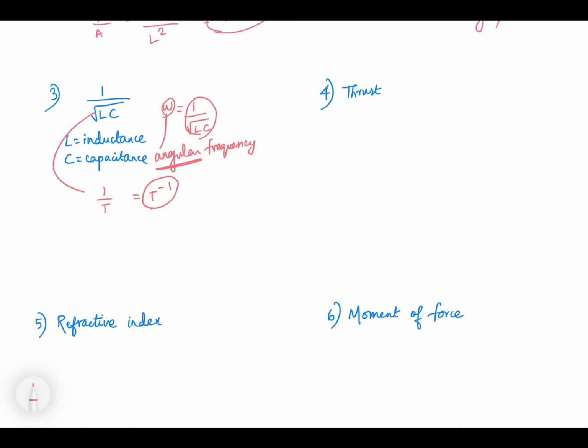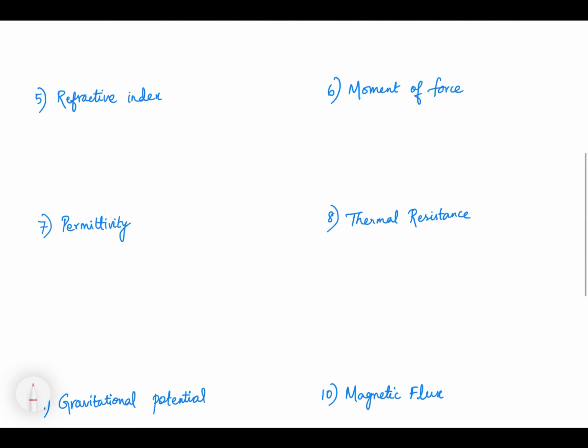That's it. Now thrust. Thrust is very easy because if you see, thrust has the same dimension as that of force. Okay, so what is the dimension of force? Mass into acceleration, MLT^-2. It has the same dimension as that of force. Remember this. Okay, let's go to refractive index.